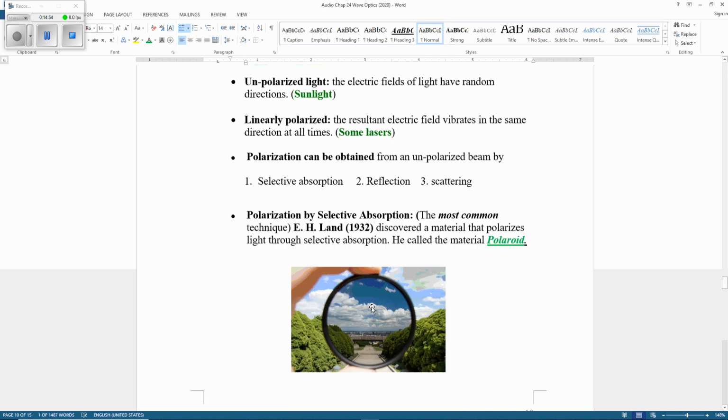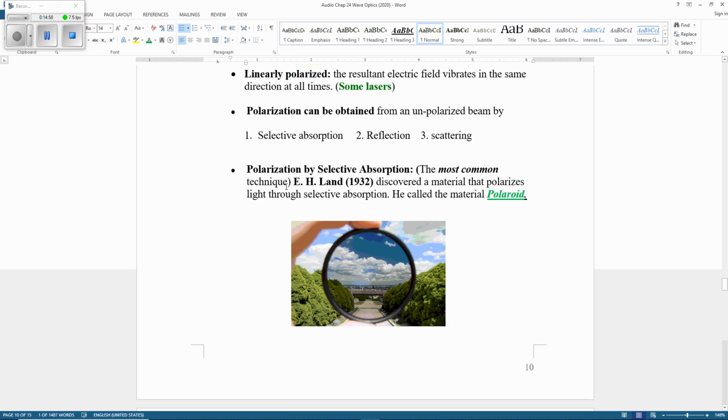Okay, so one famous polarization device we call a polarizer. It's like a piece of this. Some sunglasses, well, if you pay more, are going to have this function. If you look through this polarizer, you see inside is darker compared to outside. Why? Because half the light is cut off.